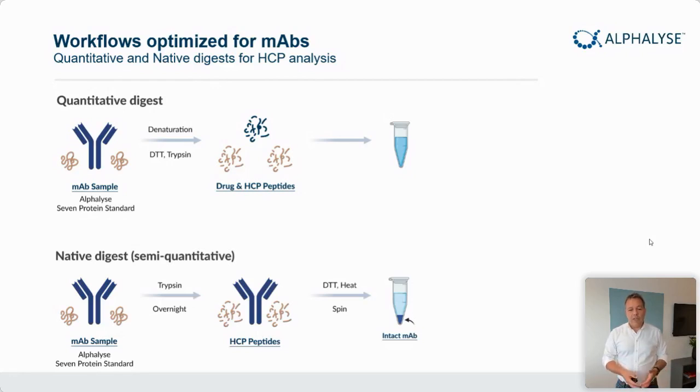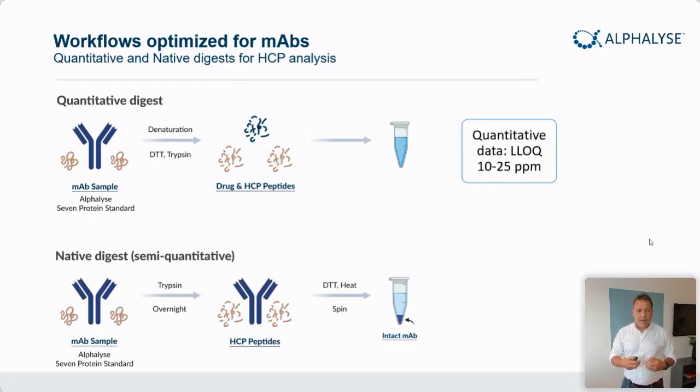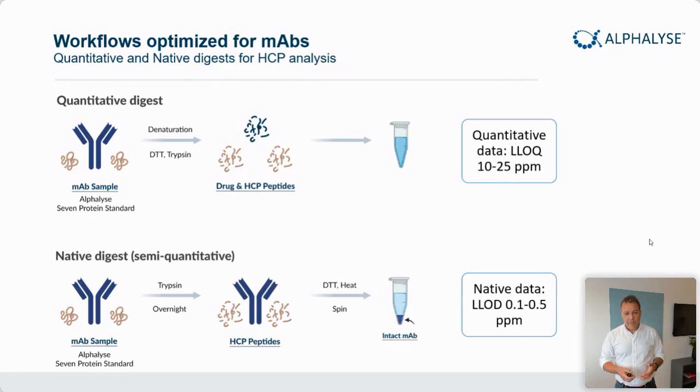The disadvantage is, of course, that some host cell proteins might behave more or less like the antibody, being less accessible to the trypsin, and thereby you won't generate as many peptides from those host cell proteins that have those properties. So we say that the quantitative method is quantitative down to 10 to 25 ppm, and the native digest has a lower limit of detection down to 0.1 ppm. So remember, we can't quantify down to 0.1 ppm, but we can identify the host cell proteins.